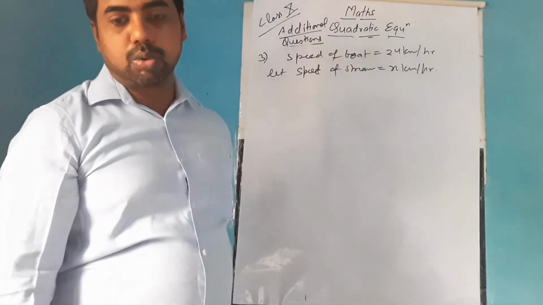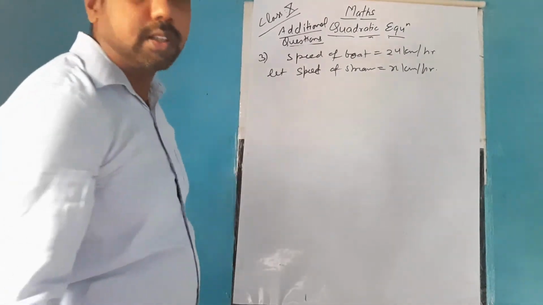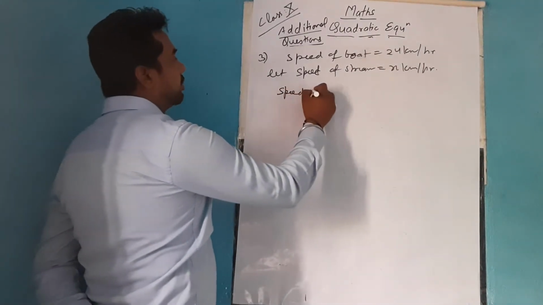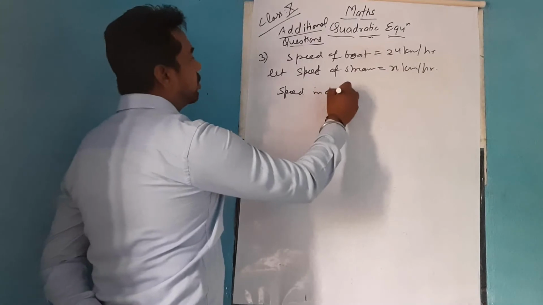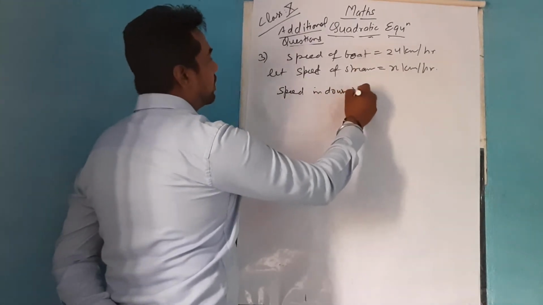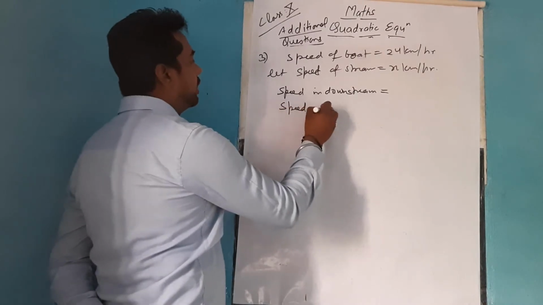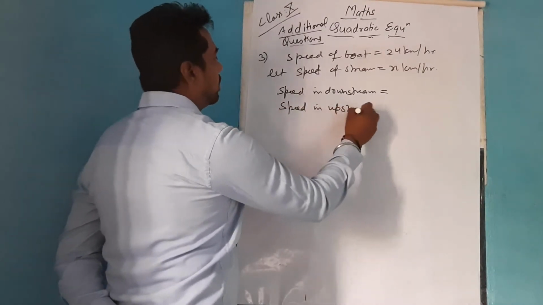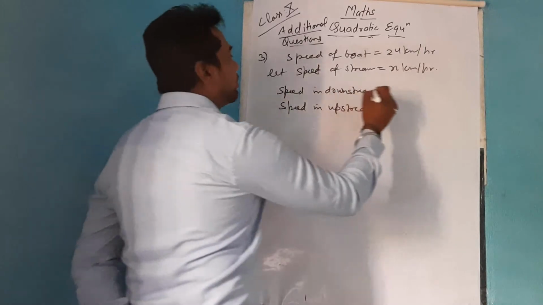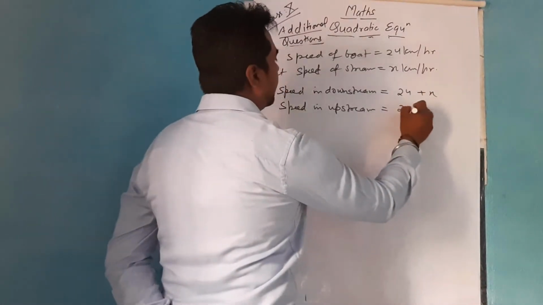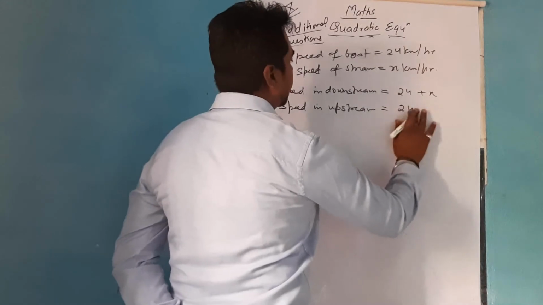Take 1 hour more to go 32 km upstream than to return downstream. So first we will calculate speed in downstream and speed in upstream. Speed in downstream will be 24 plus x, and speed in upstream 24 minus x.